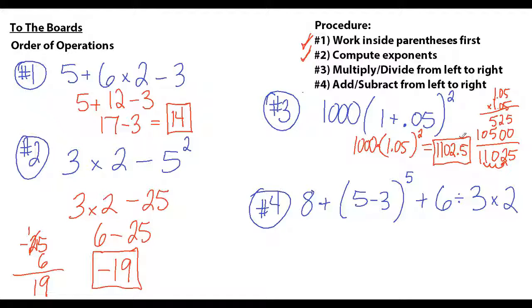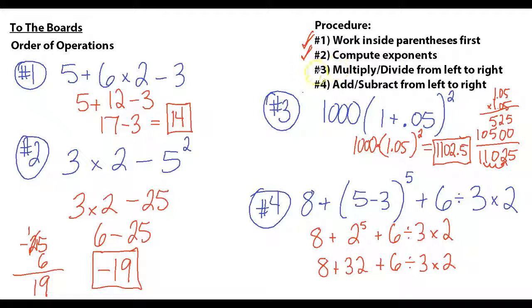Nice. Okay, let's try number 4. It says to work inside parenthesis first. So 5 minus 3 is 2. So I get 8 plus 2 to the 5th power plus 6 divided by 3 times 2. I'm now going to compute the exponents. 2 to the 5th power, well, that would be 2 times 2 times 2 times 2 times 2. And when you multiply that all out, I get 32.